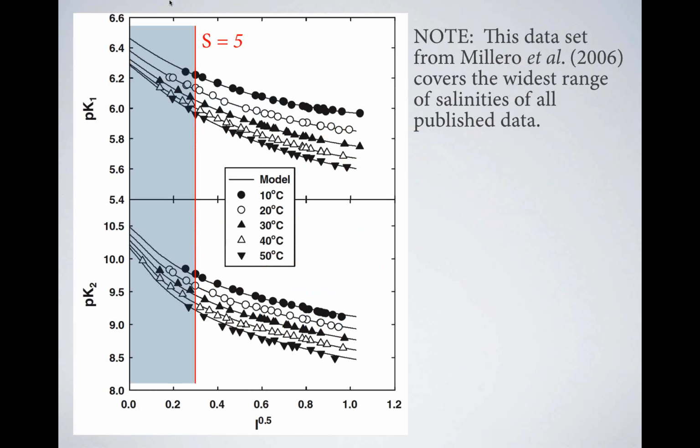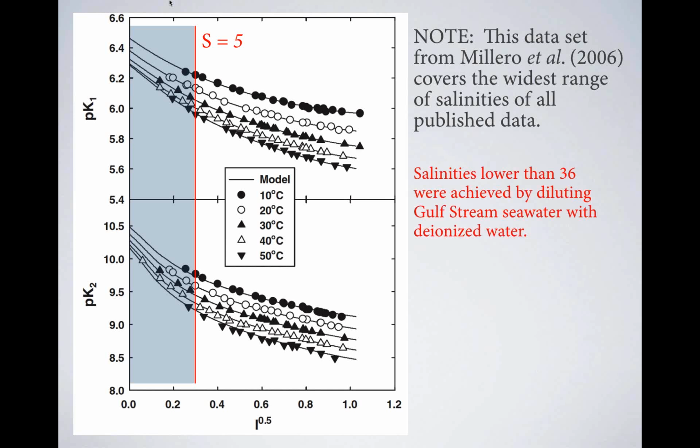This data set from Millero et al. in 2006 covers the widest range of salinities of all published data. Most ocean chemists really have not gone below a salinity of 20. And so these go well down. These measurements were done in natural seawater from the Gulf Stream, but they were diluted with deionized water before doing the experiments. And so these really are taking natural seawater and diluting it with pure water.